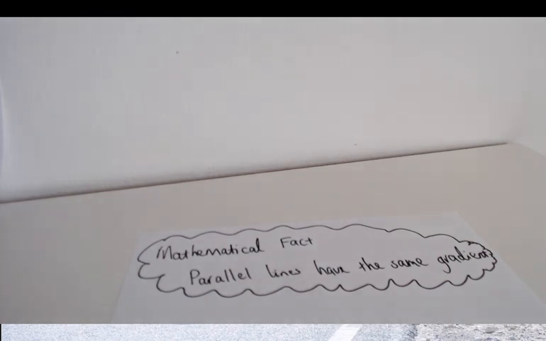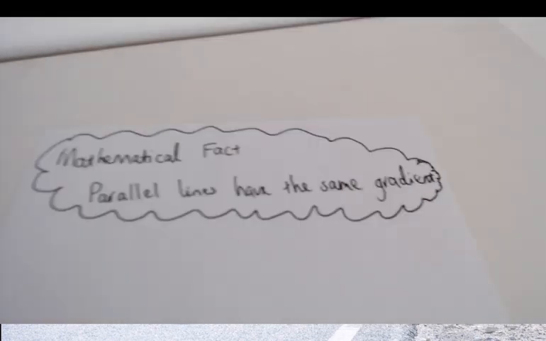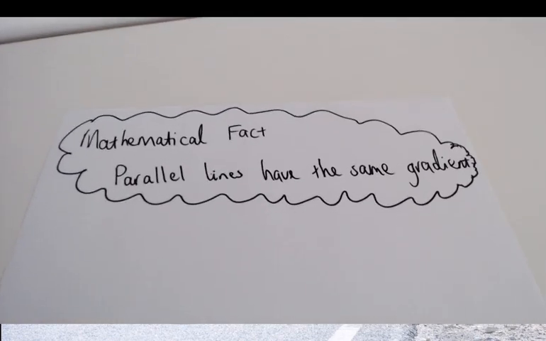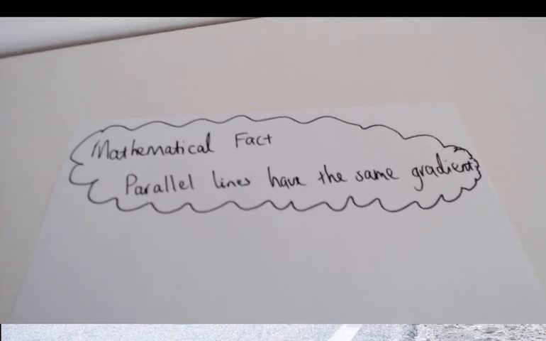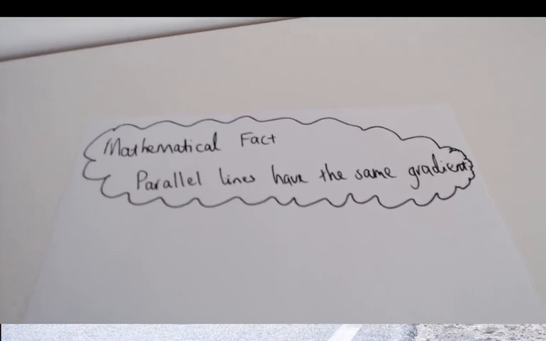Now, today's lesson is just a small part of the straight line topic, but an important one. Probably won't take as long as the other lessons, but we'll see. First of all, we're starting the day off with a mathematical fact. Parallel lines have the same gradient. That is a fact you should already know. It's a very important one, and one that you need to try and remember.